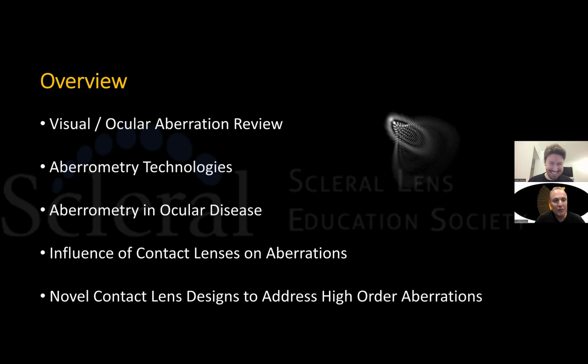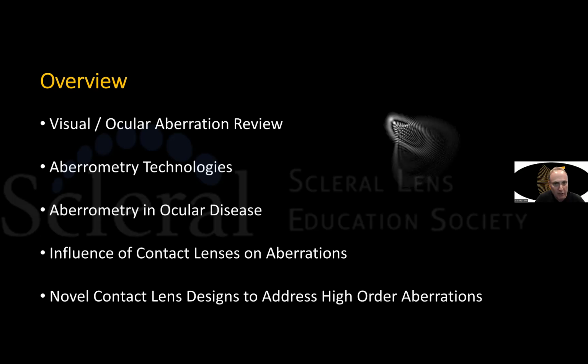Take it away. Okay. So this is kind of an overview of what we're going to talk about this evening. We'll basically talk about visual aberrations, ocular aberrations specifically. We'll talk about some of the technologies involved in diagnostics and measurement of aberrometry, how it relates to various ocular diseases. We'll then talk about the influence of contact lenses on aberrations, both positive and negative. And then we'll end the talk talking about some of the novel contact lens designs that John and I have used to address high order aberrations in contact lenses.